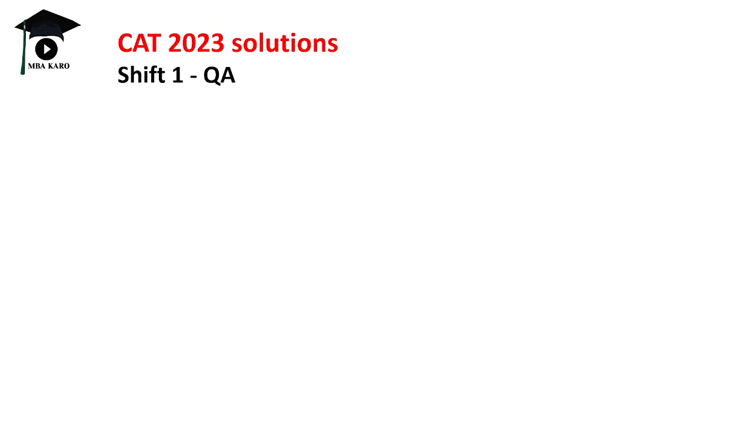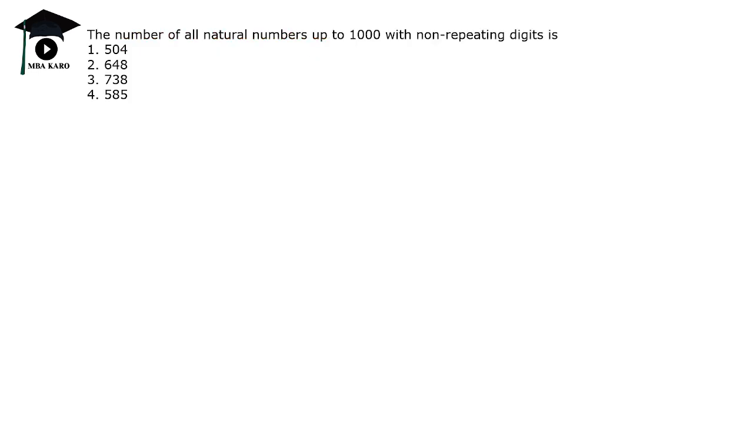Hello everyone. These are the solutions of CAT 2023 Shift 1 Quantitative Ability section. So here's the first question. The number of all natural numbers up to 1000 with non-repeating digits is.